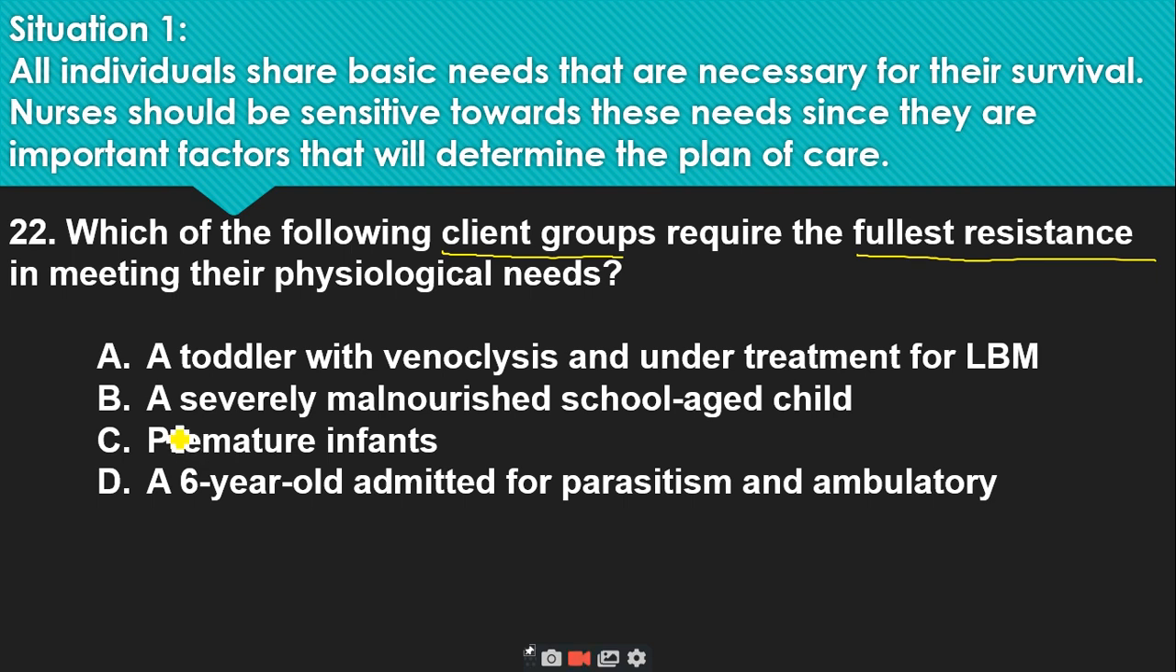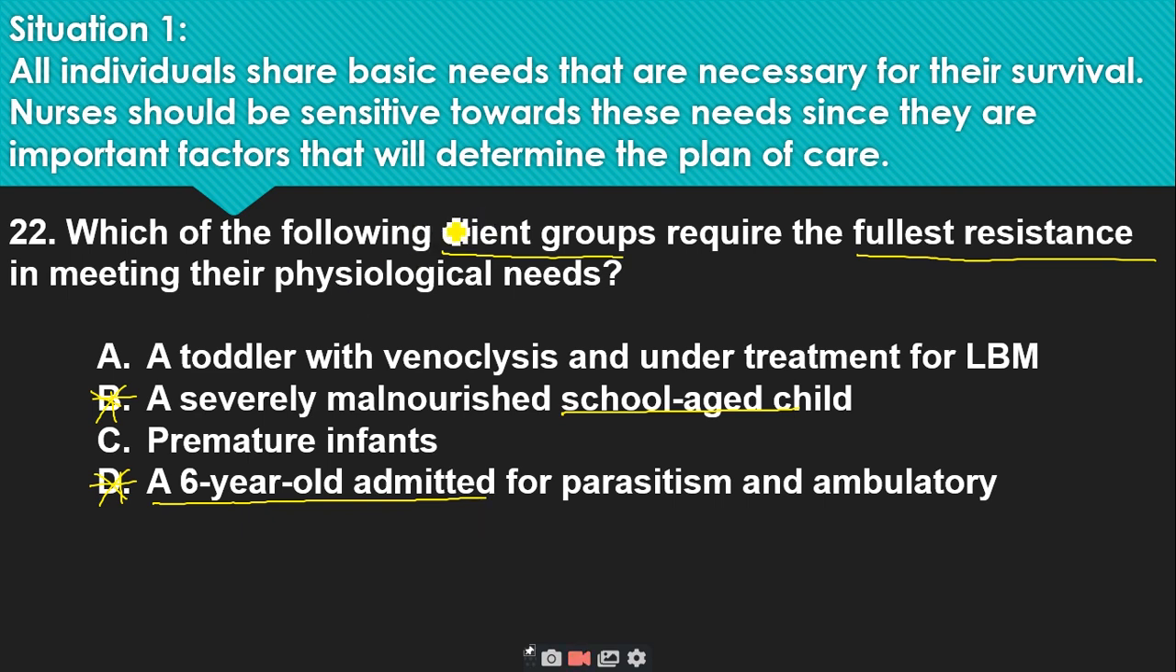Okay, let's eliminate two choices immediately. Eliminate letter B and letter D, because letter B is the same. The patient here is school age, and letter D is a 6-year-old, as I've mentioned in our previous discussion. If there are two choices in an examination that have the same thought, it's going to be wrong. So we're left with letter A and letter C. Letter A, a toddler with venoclisis and under treatment for LBM, or letter C, premature infants.